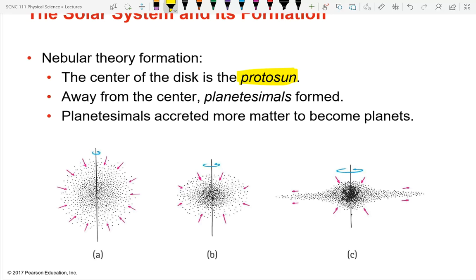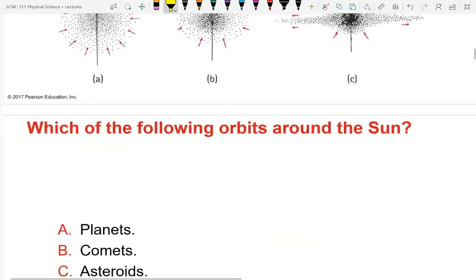So you have the proto-sun, but then you also have, away from the center, planetesimals. Planetesimals are little forming protoplanets. We have 2 different terms, protoplanet and planetesimal, and it depends on the size. So the planetesimals are other little centers where material is clumping.